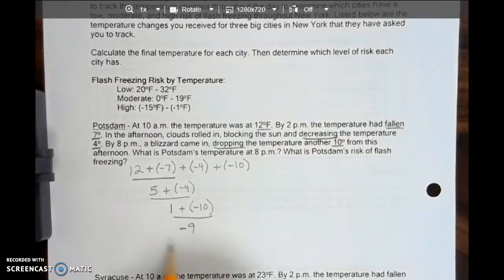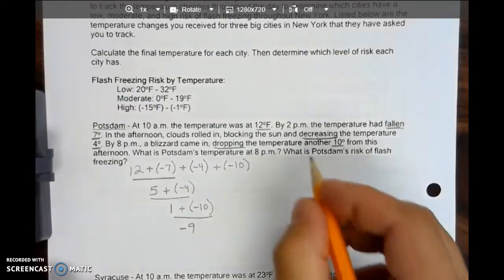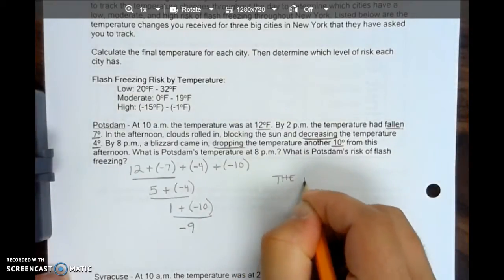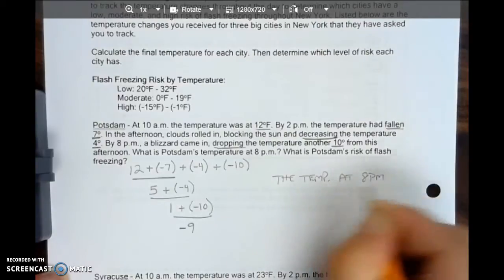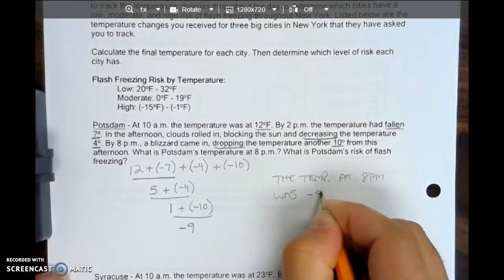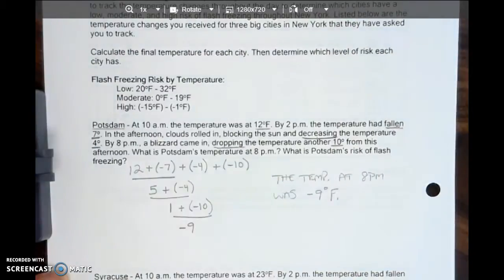Okay, so this is now the temperature at 8 p.m. So we can write the temperature at 8 p.m. was negative 9 degrees Fahrenheit. The temperature was negative 9 degrees Fahrenheit.